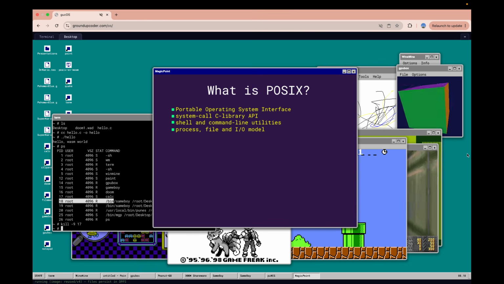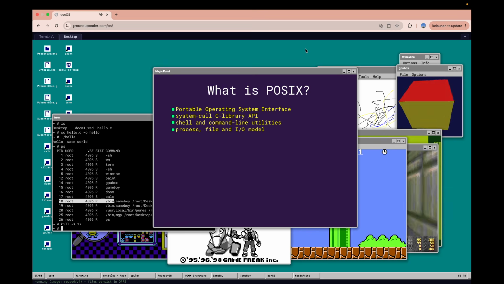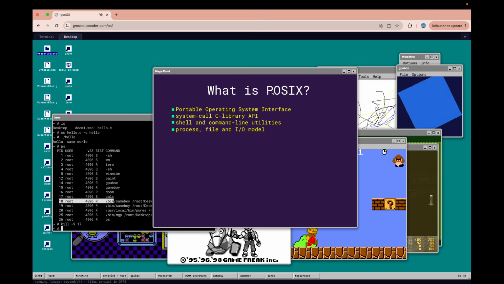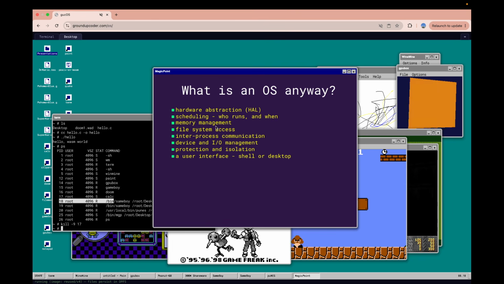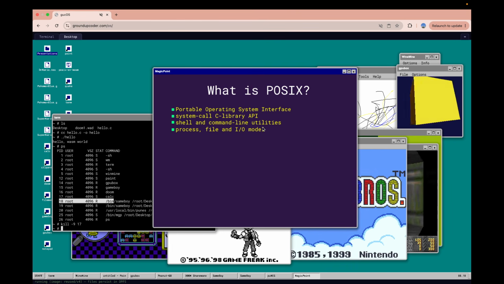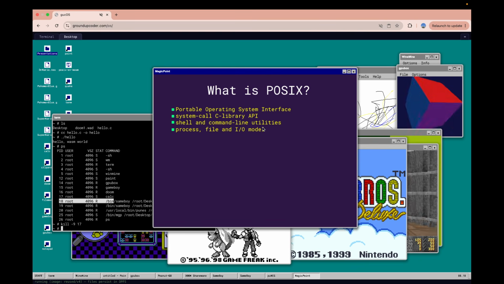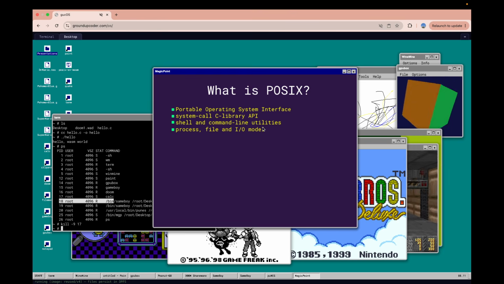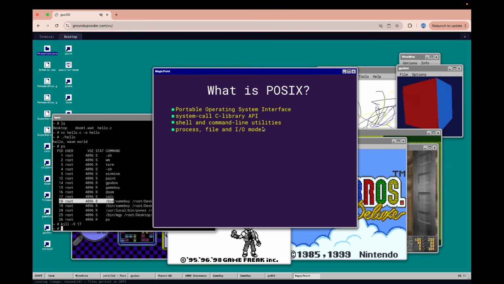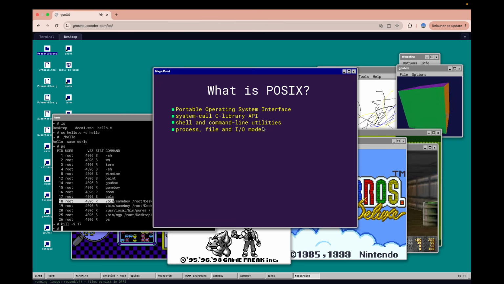And so what is POSIX? I kept saying POSIX, and you might be like, what is it? Well, an operating system does all of these things: hardware abstraction, scheduling, whatever. So POSIX, to completely oversimplify, is just a set of standards for how the operating system will interact with programs that run on it.